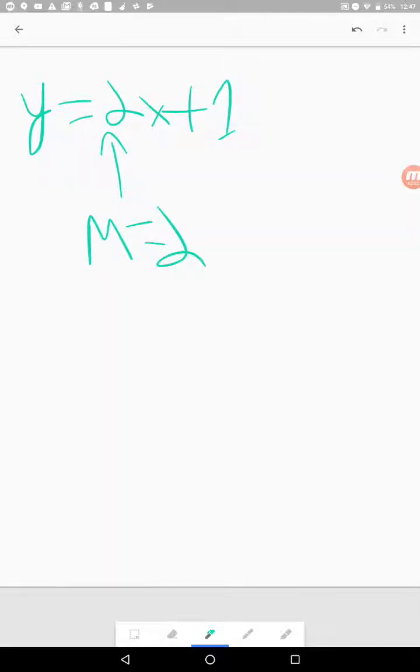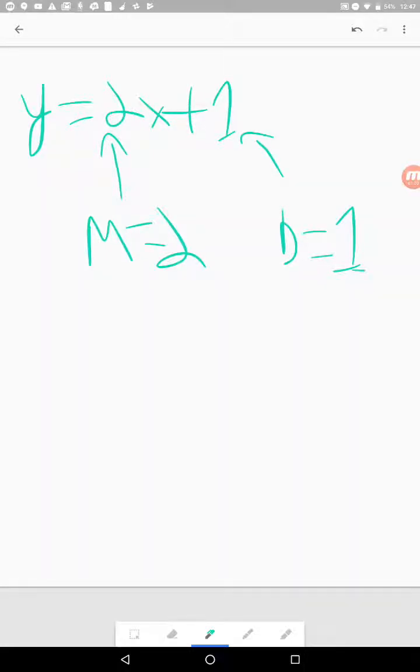Okay. Let's say you had y equals 2x plus 1. And they wanted you to find the slope and y-intercept of this. Well, our slope is basically the coefficient next to the x. In this case, our slope is 2. And the y-intercept is our b, which is 1. So, the y-intercept, or b, equals 1.